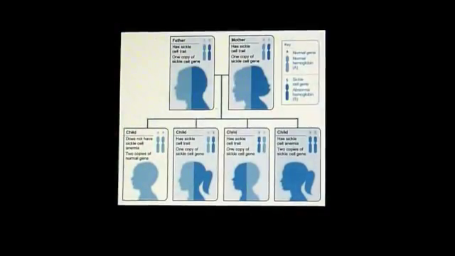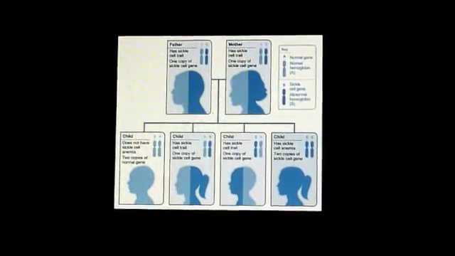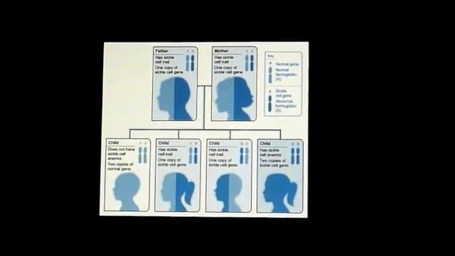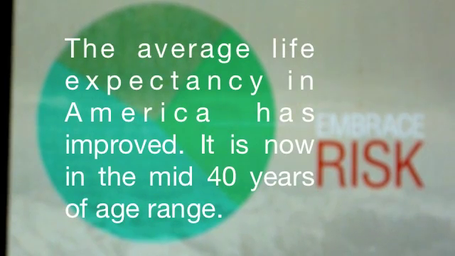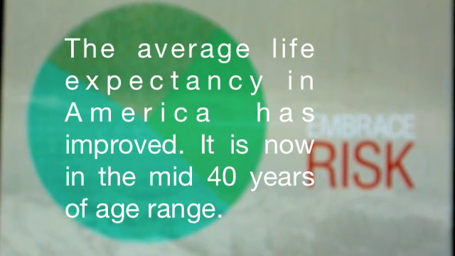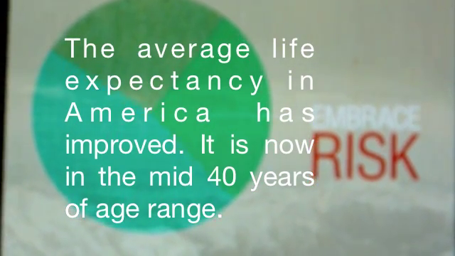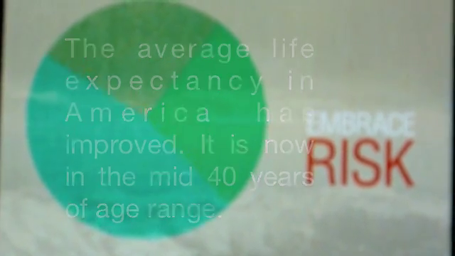Sickle cell is a global health problem. In the United States, it is estimated that over 70,000 people have sickle cell disease. About 1,000 babies are born with the disease each year in the U.S. alone. So what is the average life expectancy, you might ask? The average life expectancy in the United States has actually gone up to about 40 years of age.